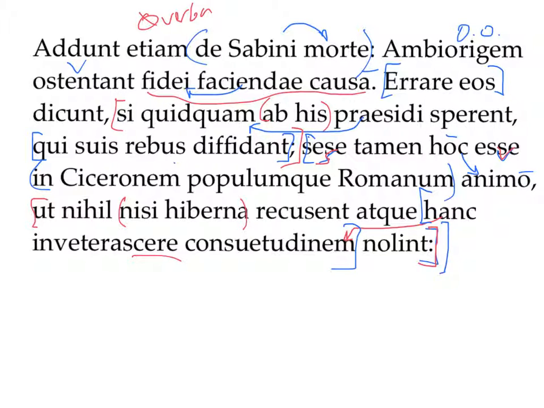This word invetterascere literally means to make old, or to grow old, and you see the vetera root in there. And I think that for that reason it's hard for this word to be a transitive verb, which we talked about when we did the grammar, so that's why hanc consuetudinem has to be the accusative subject of that. Alright, let's move on.